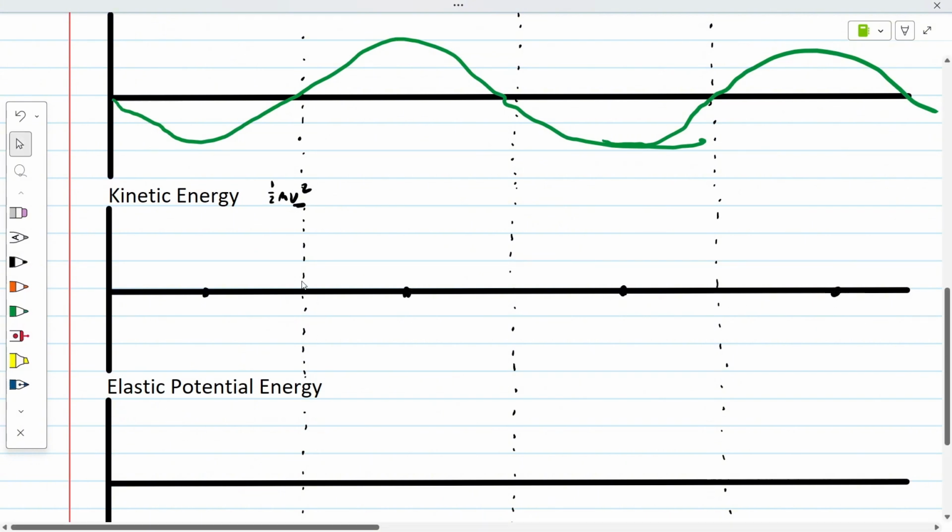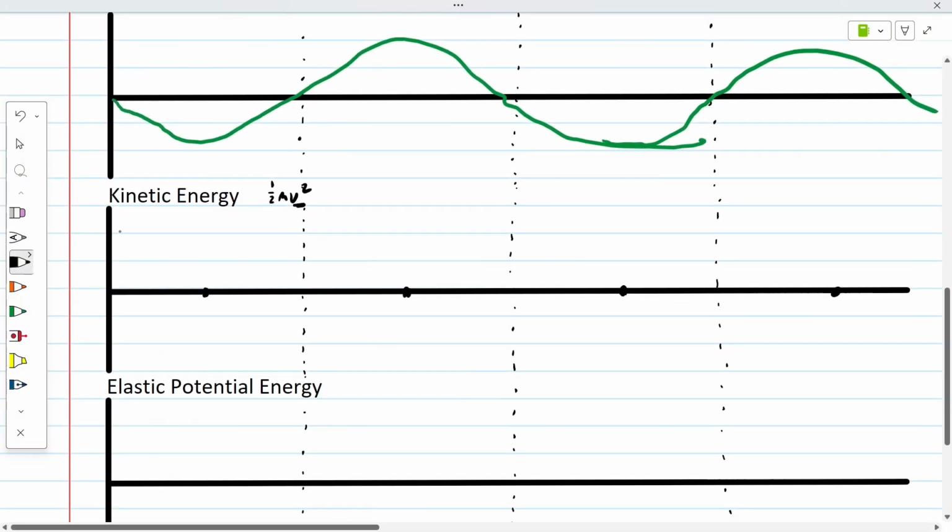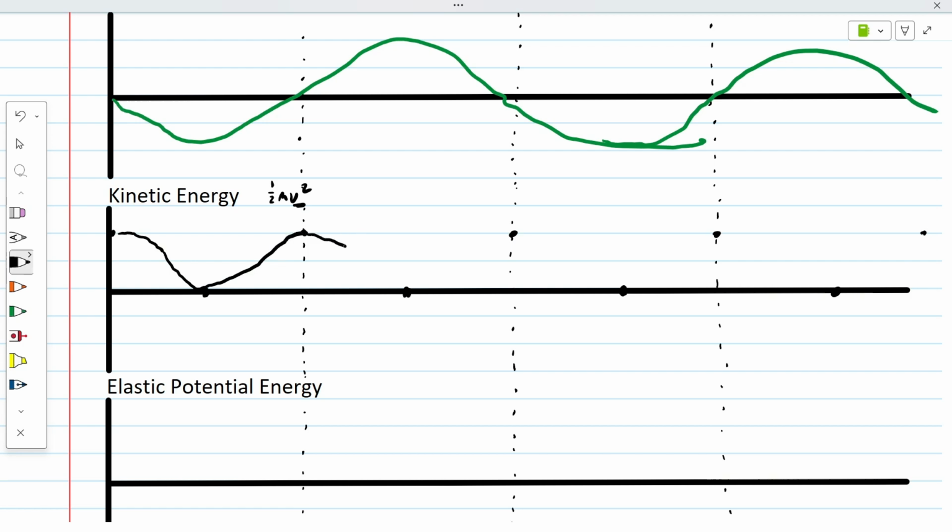But now, the kinetic energy is always positive since the velocity is squared. So we see that we have a max velocity at these points. At each one of these we have a max velocity. So those are going to be where the maximums are. So our maximum will be here, here, here, here, and here. So now we can fill in this graph here and see that it's going to be still an oscillating graph, except it's never going to go negative because the energy will never be negative.